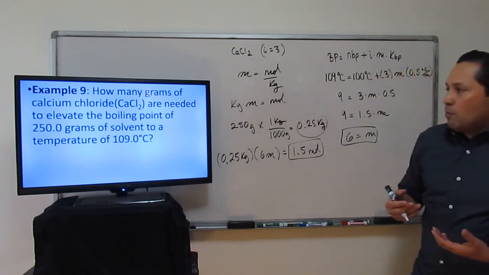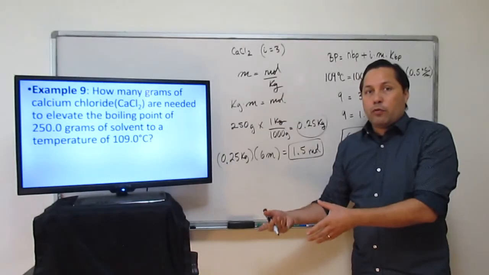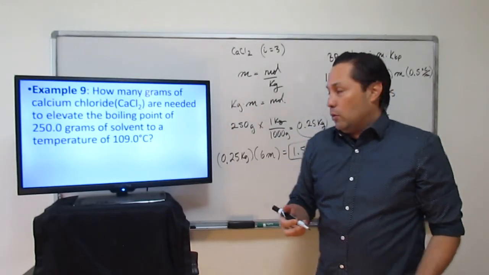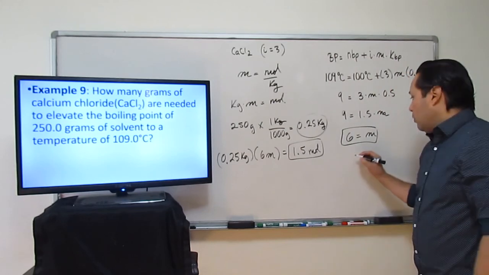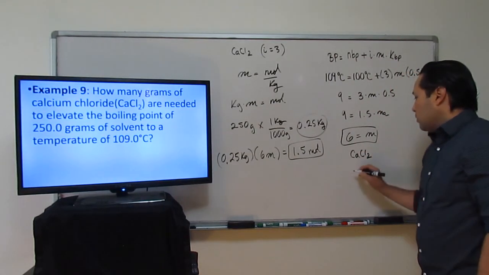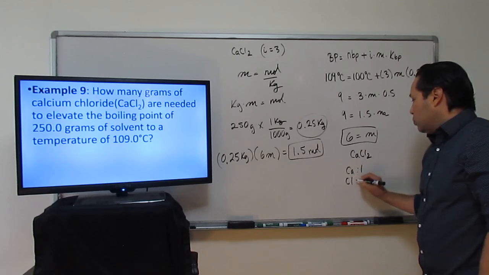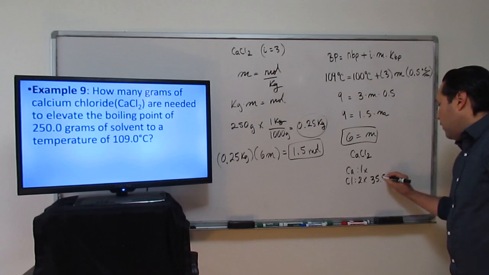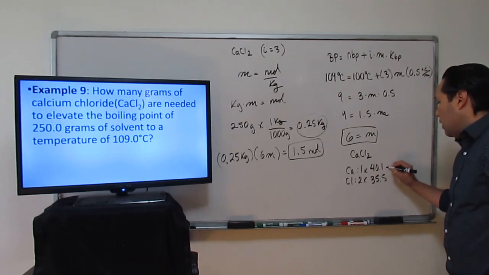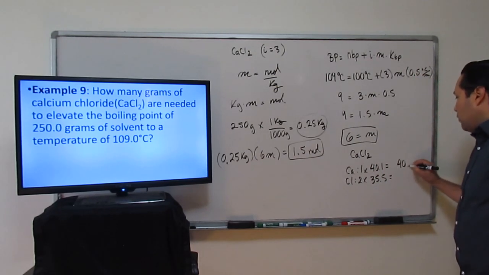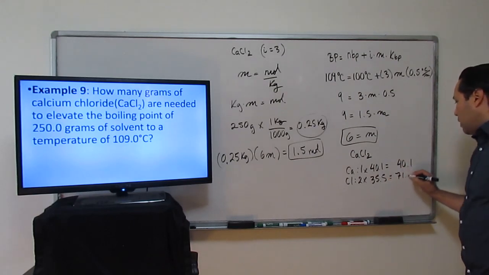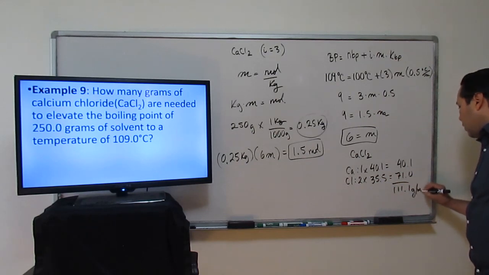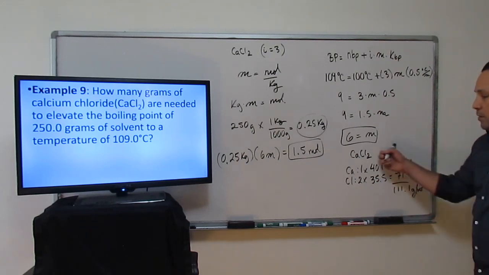Great. Now that we have the moles, all we have to do is go from moles to grams to get our answer, which is how many grams of CaCl2. So we're going to need the molar mass of CaCl2, the calcium chloride. There's 1 calcium and 2 chlorines. Calcium is 40.1 and chlorine is 35.5, so the 2 chlorines give me 71. Add them together: 111.1. That's the molar mass of the calcium chloride.